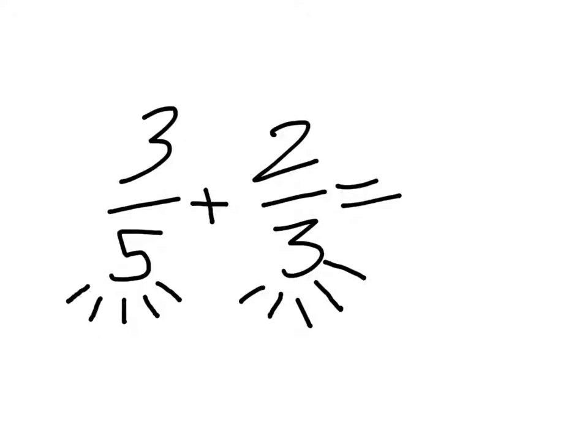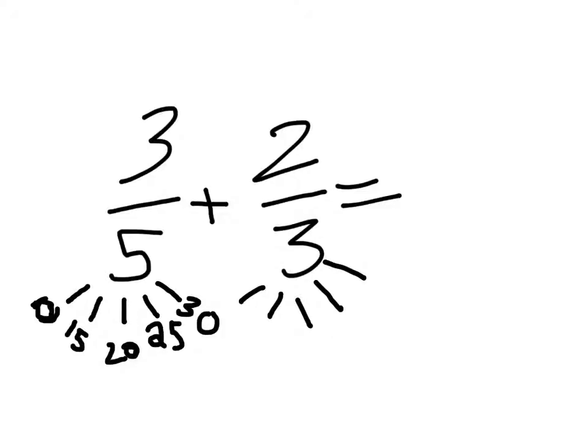And you're going to run through your multiplication facts. So like 5 times 2, 10. 5 times 3, 15. 5 times 4, 20. 5 times 5, 25. 5 times 6, 30.